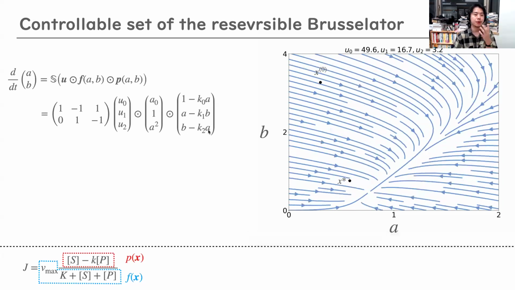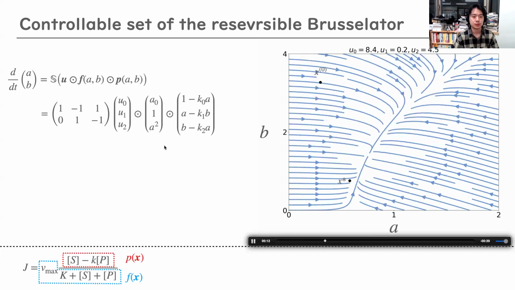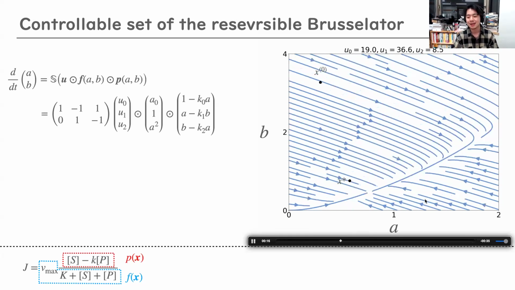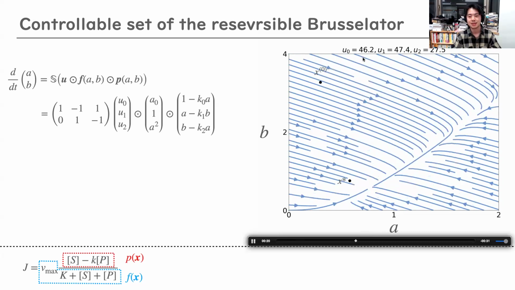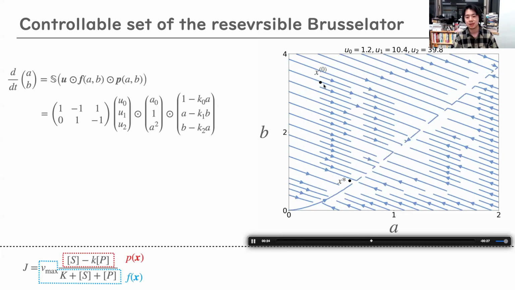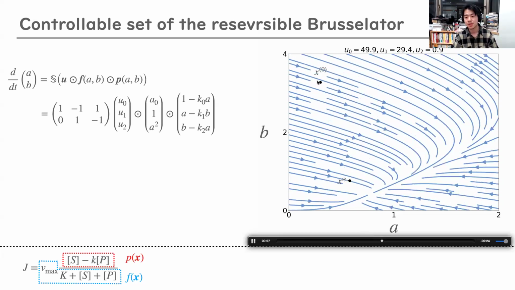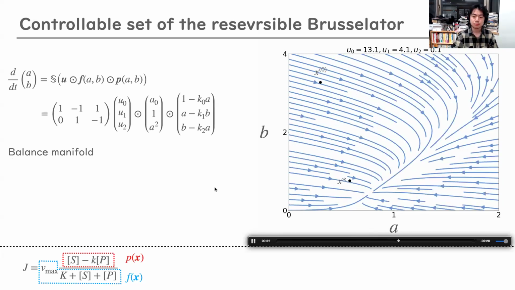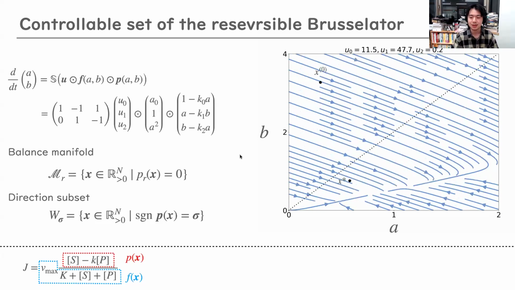This is just a toy example. We use the reversible brusselator. It has 3 reactions and 2 metabolites, two variables. And here I draw the vector field by changing the control parameter, kind of sinusoidally. And then what we want to do is check whether it is possible to control the system from this x0 to x star. Presumably it's not that difficult, but let me just try.